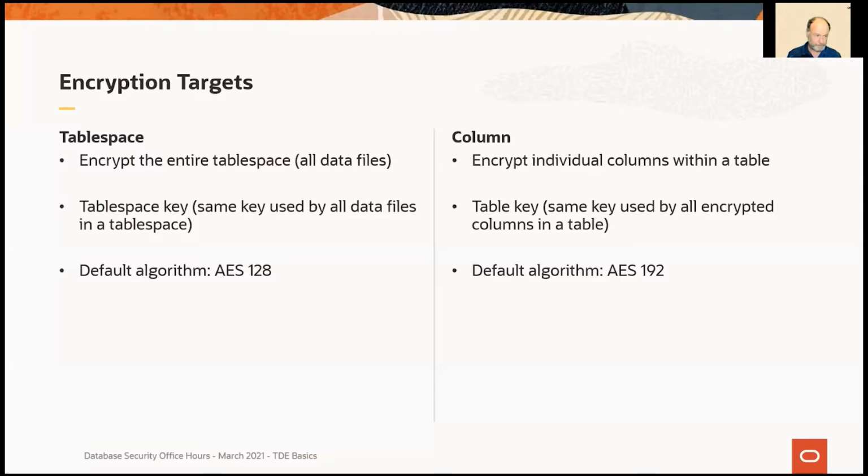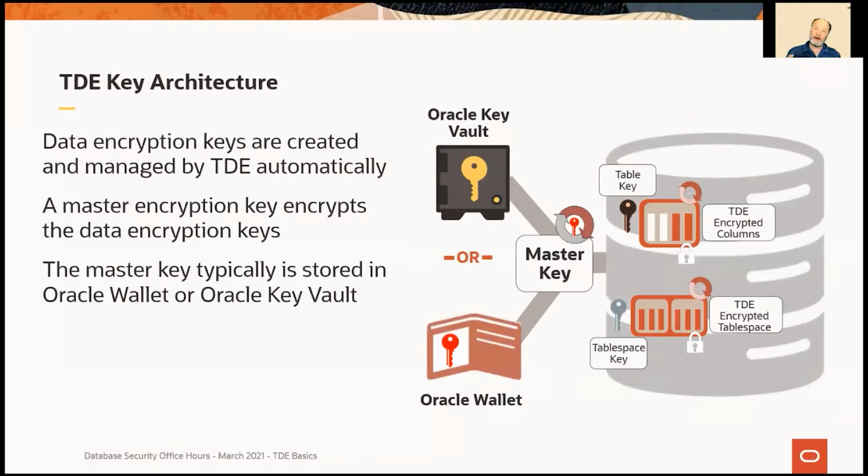Okay, moving on. Now, I'd mentioned keys. There are table keys and there are tablespace keys. These keys are stored inside of the database. Tablespace keys are visible in the control file. They're also in the data file headers. Table keys are stored inside the data dictionary.